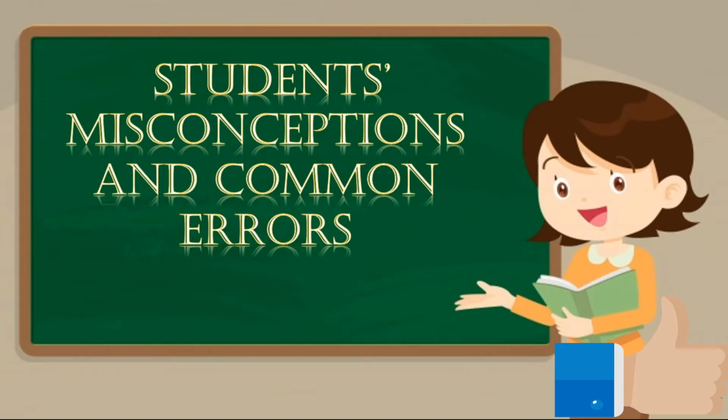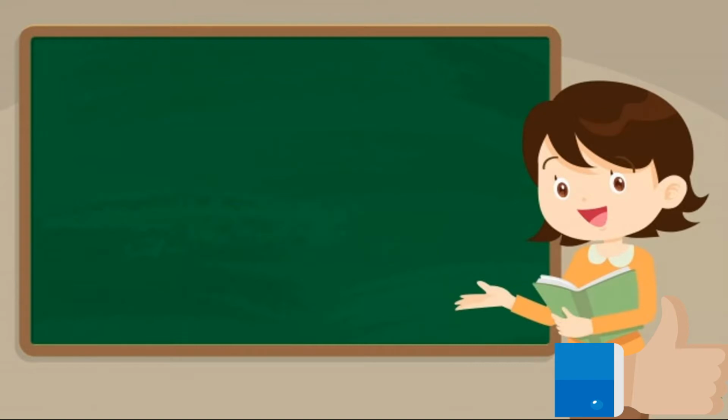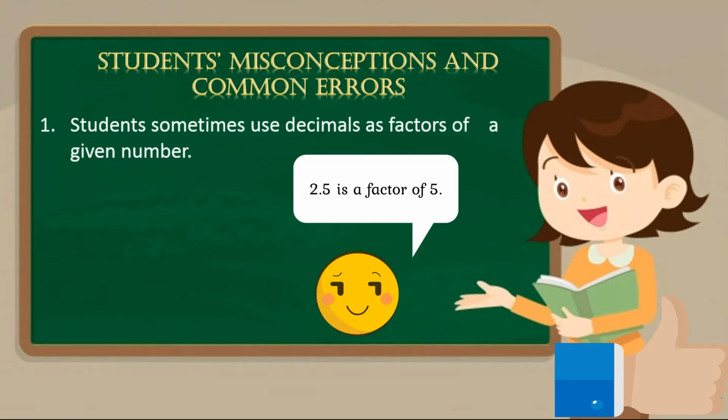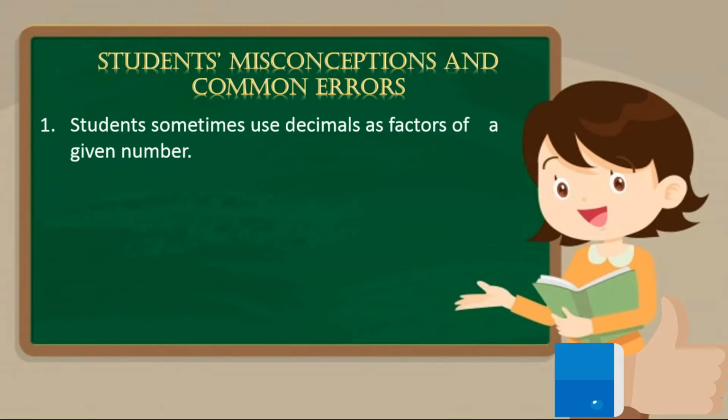Today, I will introduce or enumerate some of my students' misconceptions and common errors, particularly in the concepts of factors, prime factorizations, and others. The first error I encounter is that students sometimes use decimals as factors of a given number. Say for example, they say that 2.5 is a factor of 5 because 5 divided by 2.5 is equal to 2. That means 2.5 divides the given number evenly.